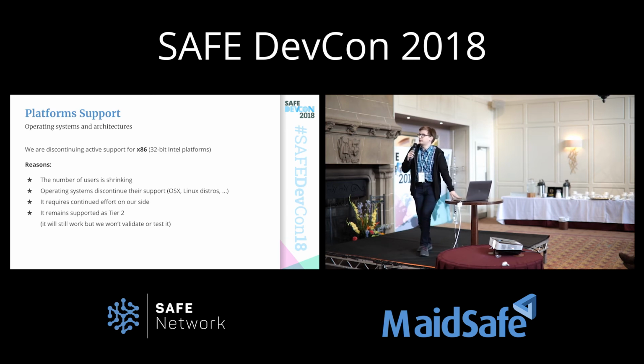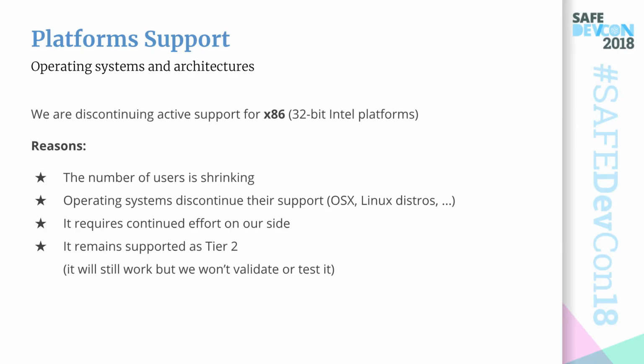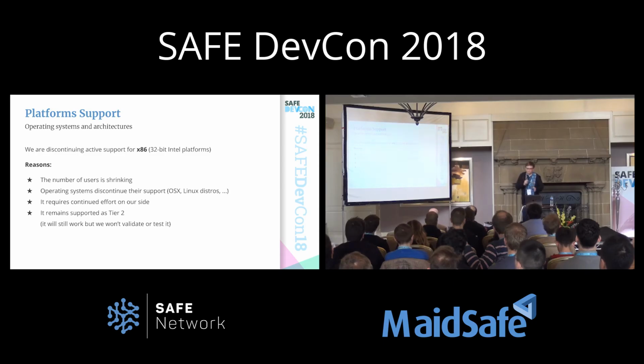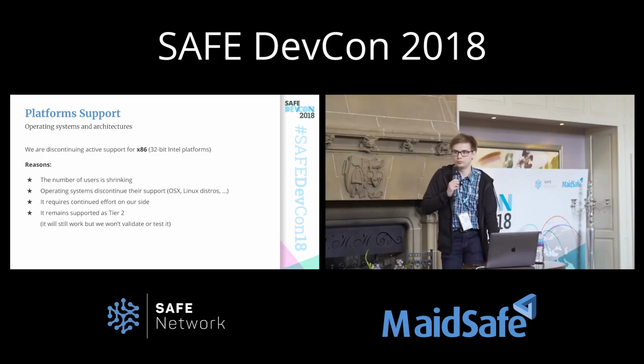And there is also an extra announcement that we are discontinuing active support for x86, so 32-bit Intel platforms. And the major reason for that is that it takes effort from us to actively support it. It takes us time to react to the errors reported by the community. But the problem is that the number of users of that platform is continually shrinking, and actually operating systems like macOS actively discontinue their support for this platform too.